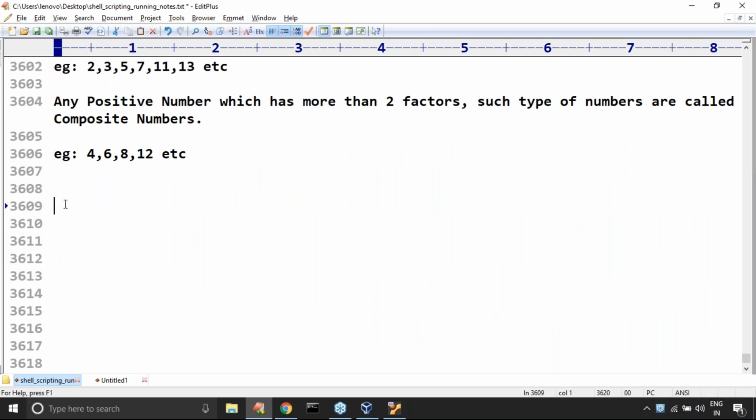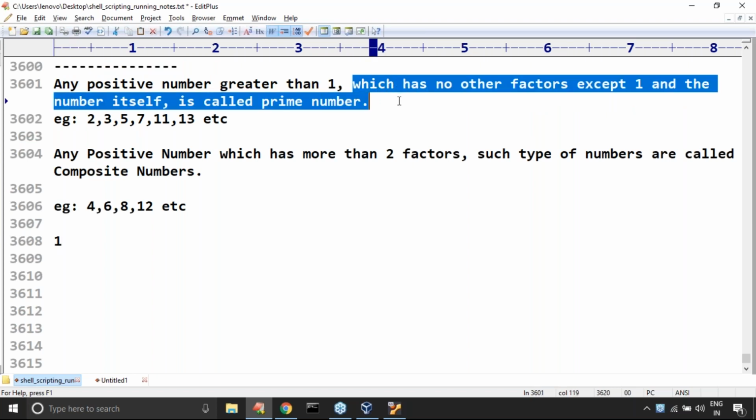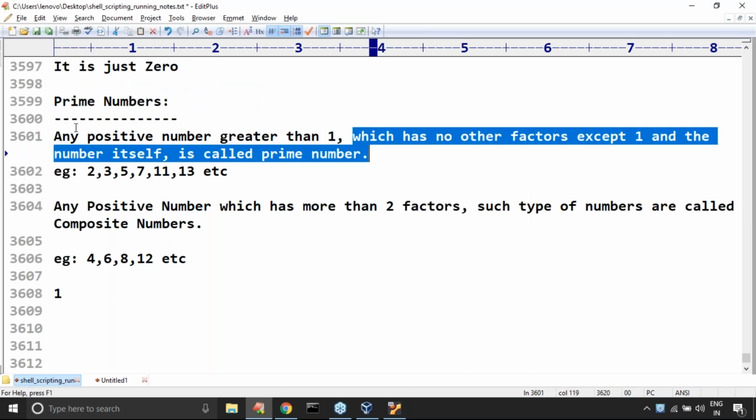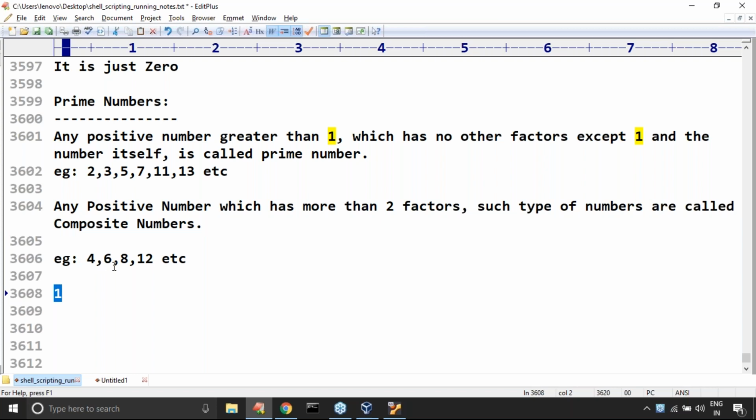Clear, right? Sir, what about 1? Take a bit of special care. Any number which has exactly two factors is called a prime number. Any number which contains more than two factors is called a composite number. But for 1, how many factors are there? Please confirm. Only one factor, 1, that's all.